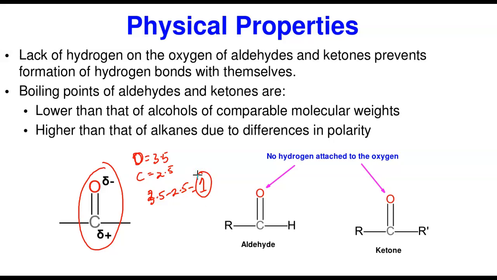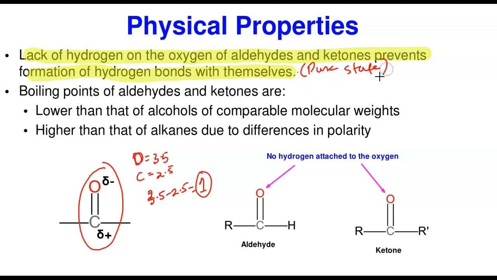But interestingly, it lacks hydrogen. So the lack of hydrogen on this carbonyl oxygen prevents aldehydes and ketones from forming hydrogen bond in their pure state. That is exactly my first statement. So the lack of hydrogen on the oxygen of the aldehydes and ketones prevents them from forming hydrogen bond with themselves in their pure state. In their pure state, they cannot hydrogen bond. However, they can form dipole-dipole with themselves because this is still a polar bond.